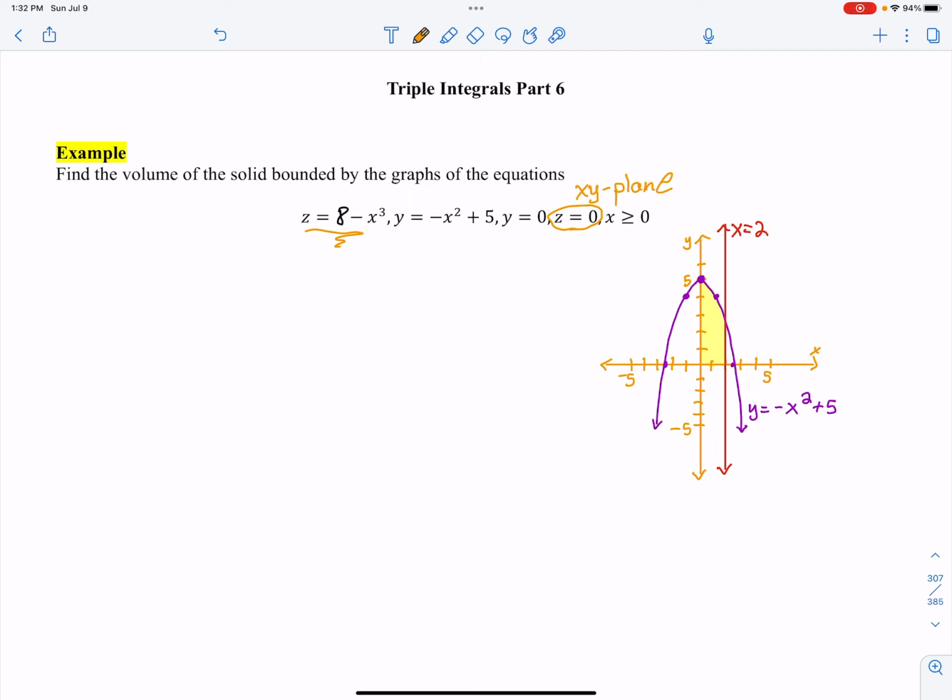There's a couple of things that are going to help us with that. We have this y equals 0. That's going to be our x-axis. We also have x is greater than or equal to 0, so that means it's in the first quadrant, right? First quadrant, first octant, since we have this as well.